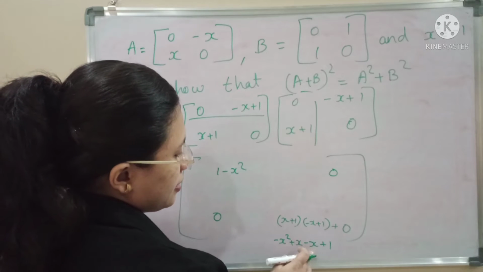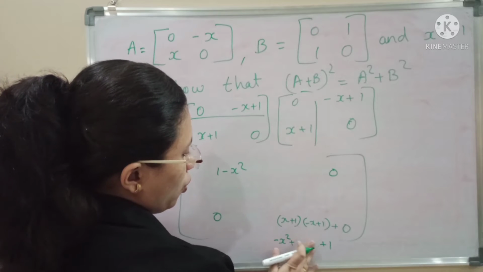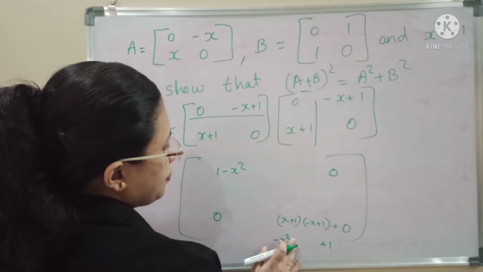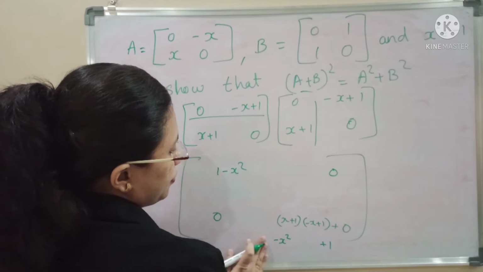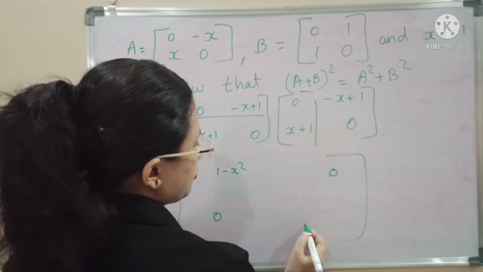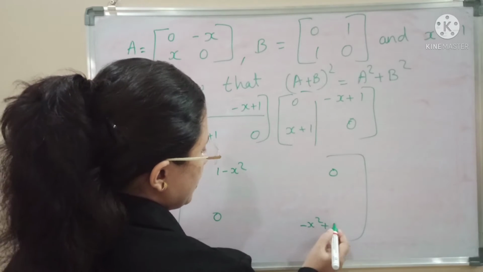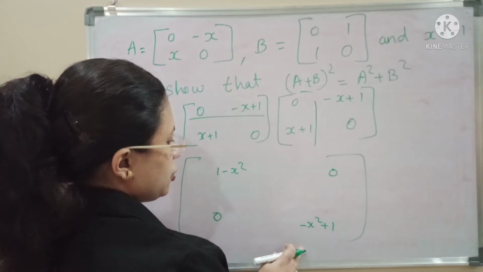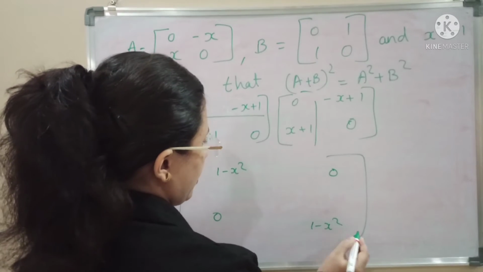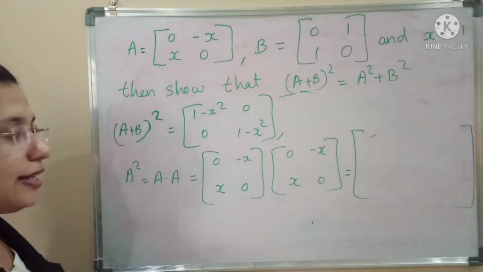x minus x is 0. Okay, so we'll get minus x square plus 1. Okay, so I can write it here, minus x square plus 1. If we rearrange it, it will be 1 minus x square. Clear? Now we'll see a square.